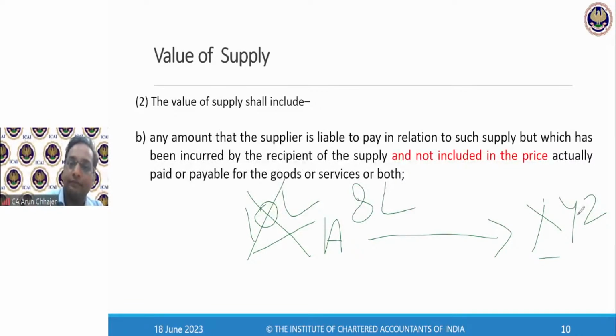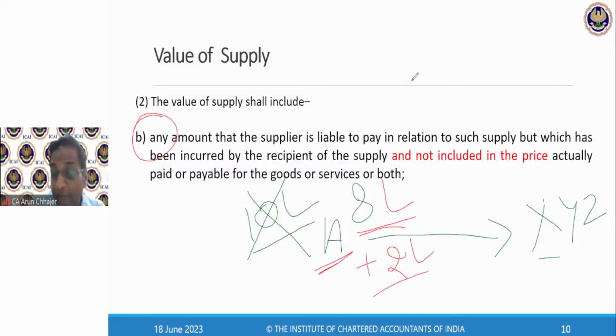So, as per clause B, the amount of expenditure which is the responsibility of... The prima facie point is who is responsible, whether the supplier is liable to pay. If yes, then only it will be added. If the supplier is liable to pay, then only it will be added. I will give you the same example once again with slight changes.